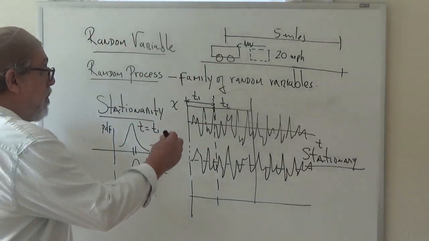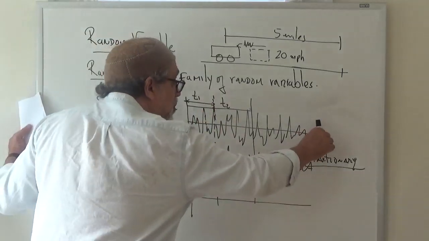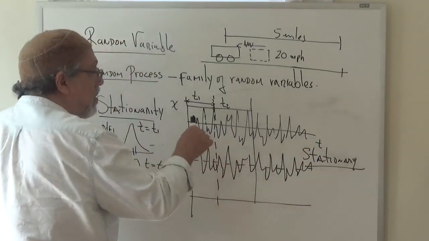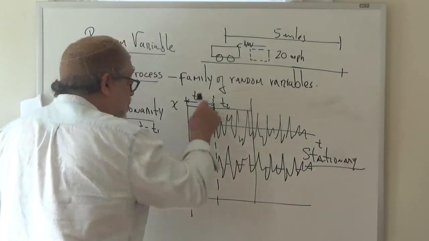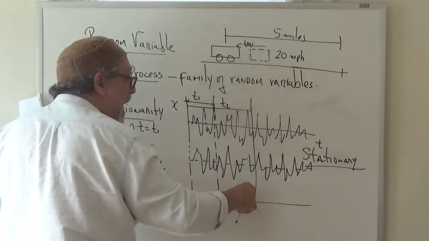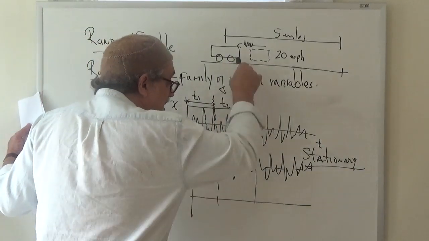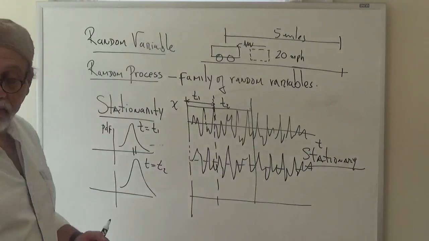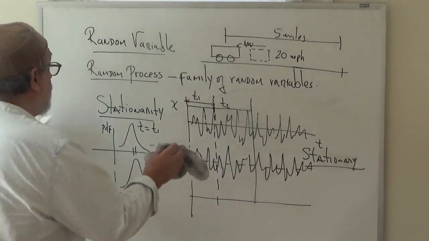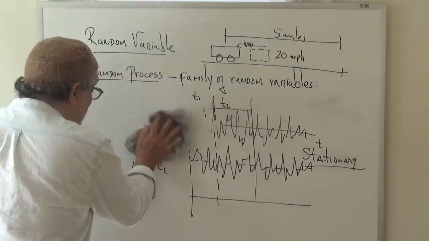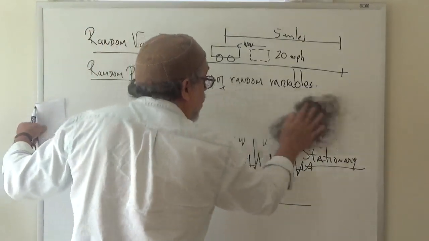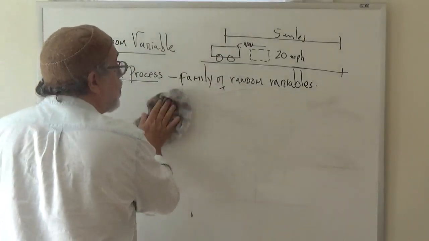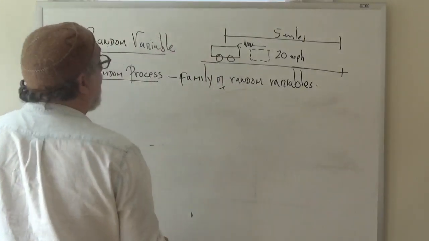Now, if the probability distribution function of this random process, this family of random variables, is independent of where we look in time, then we say that the process is stationary. Okay? Now, stationarity is extremely important because we normally assume that the processes are stationary in order to be able to do the computations that we carry out.